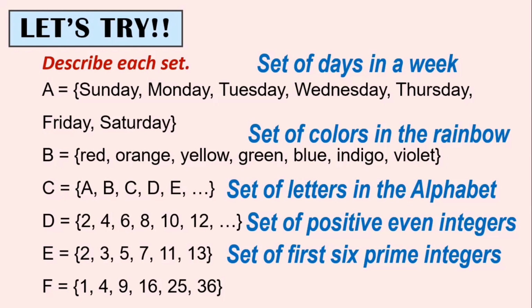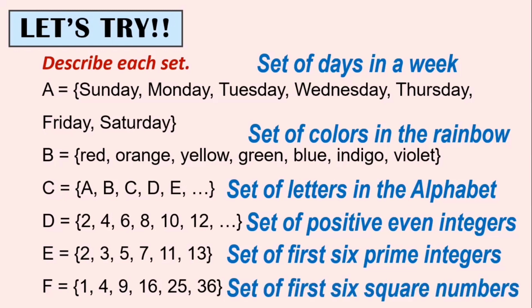Next, set F: 1, 4, 9, 16, 25, 36. So 1, 4, 9. So anong relationship niyan? So they are mga perfect squares. So set of first 6 square numbers. Okay?